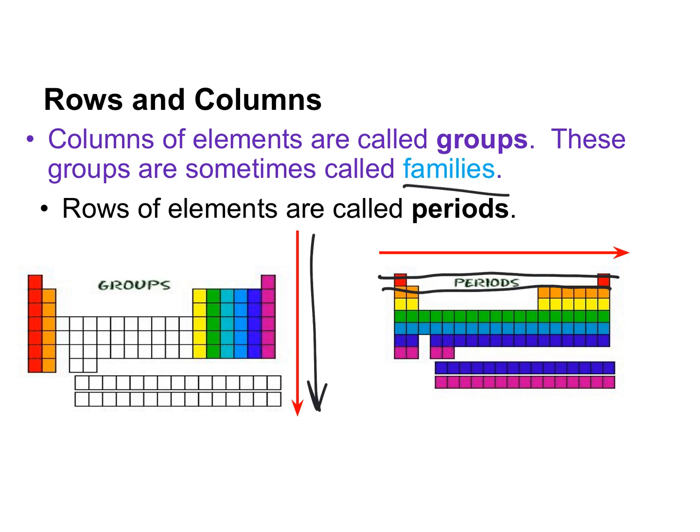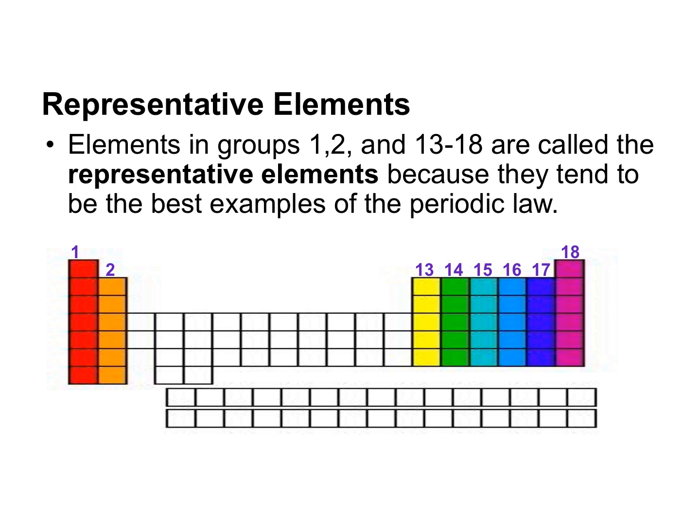Those are called periods. So our groups or families in 1, 2, and 13 through 18 are called the representative elements because they tend to be the best examples of periodic law. So we tend to leave out these transition metals here when talking about periodic law.